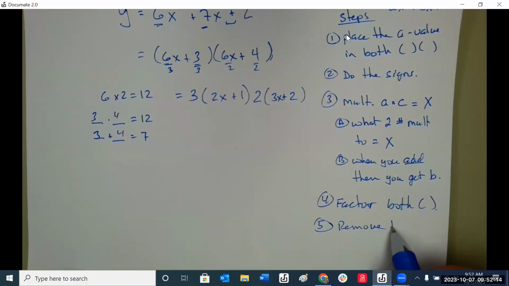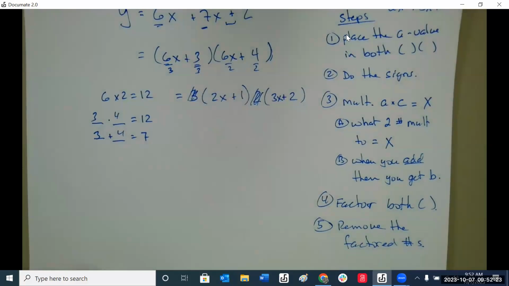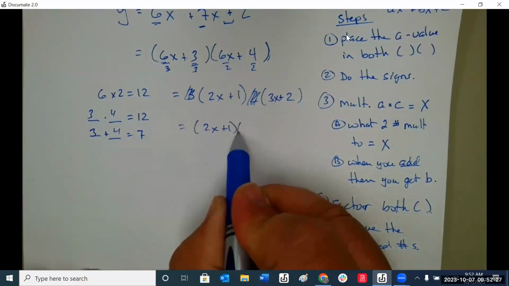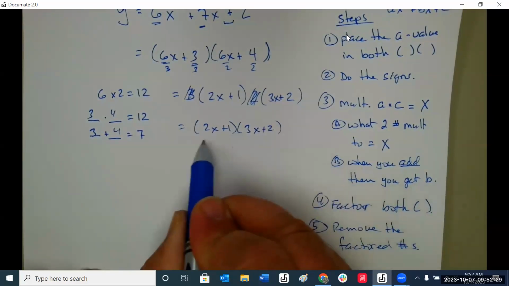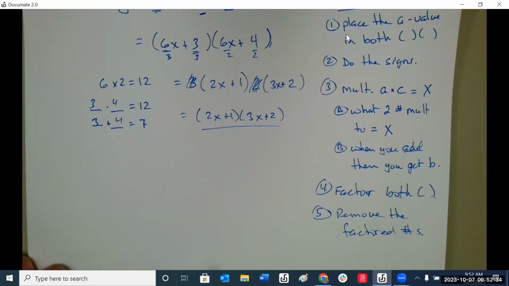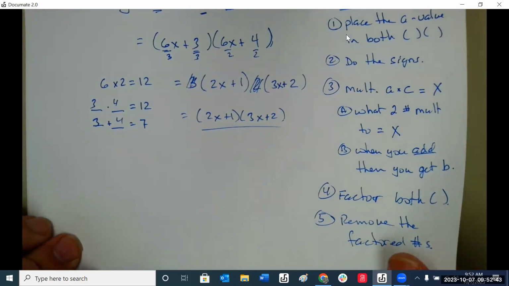Remove the factored numbers. So just get rid of them. And there's your factor. That's it. All right, let me put another one up there.